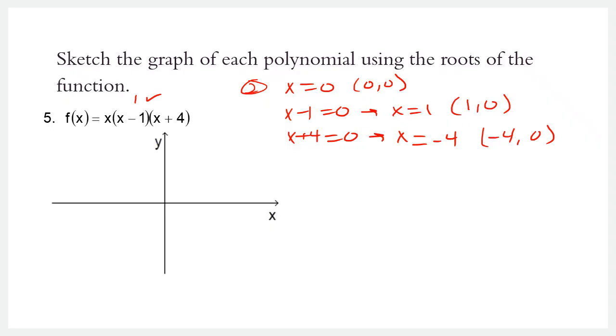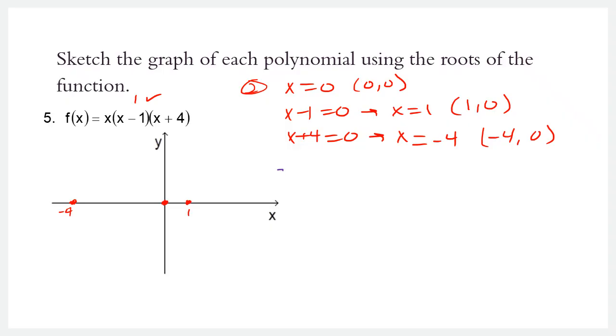All right, so I'm going to go ahead and plot them for myself really quick. Here's 0, 0. And then we're going to go to 1, 0. I'm going to put 1, 0 right here. That's going to be my 1, 0. And then I'm going to go over here and put negative 4.